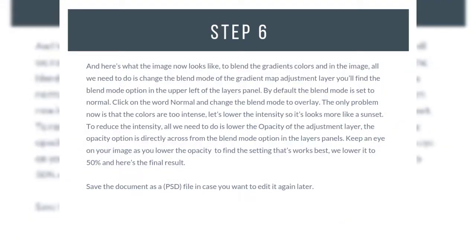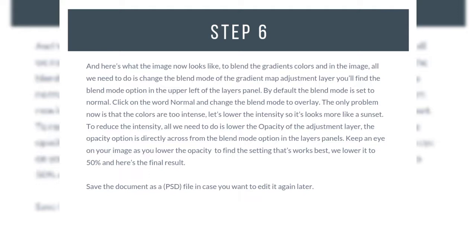Step 6, and here's what the image looks like. To blend the gradient's colors and the image, all we need to do is change the blend mode of the gradient map adjustment layer. You'll find the blend mode option in the upper left of the layers panel. By default, the blend mode is set to normal. Click on the word normal and change the blend mode to overlay.